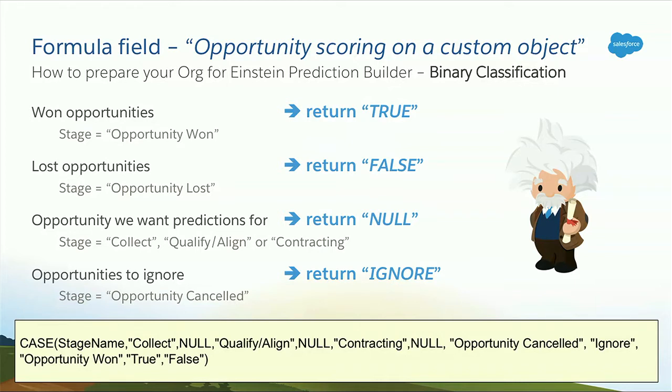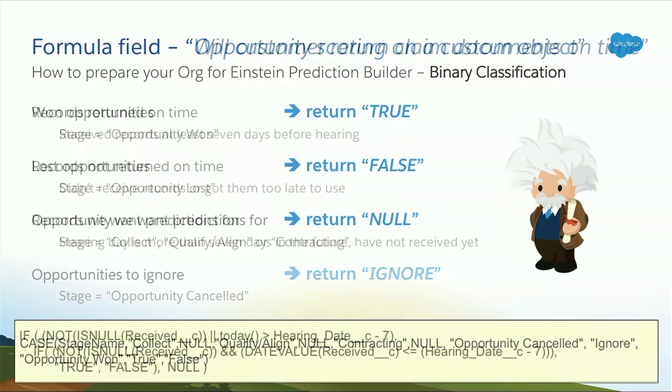And for all the other ones, meaning typically the ones you want to ignore, so the concerns, the duplicated opportunities, or everything like that, you return ignore because you don't want to use them. And the formula is a bit more complex.